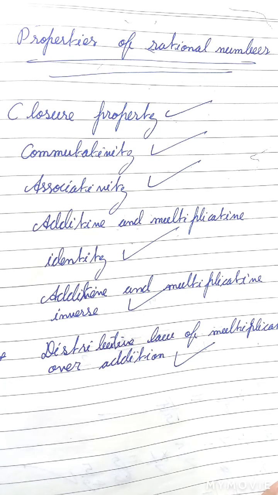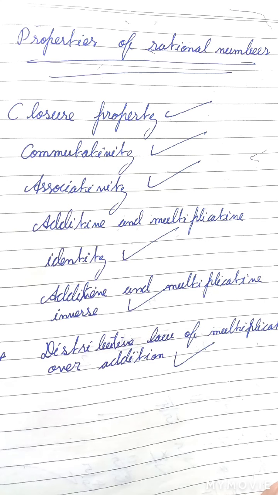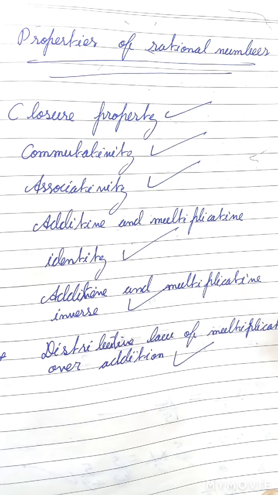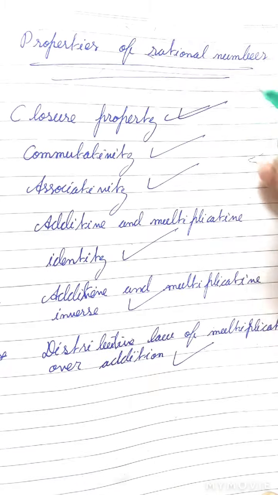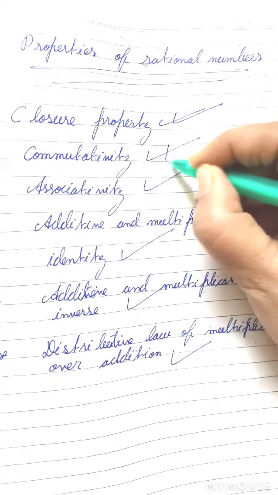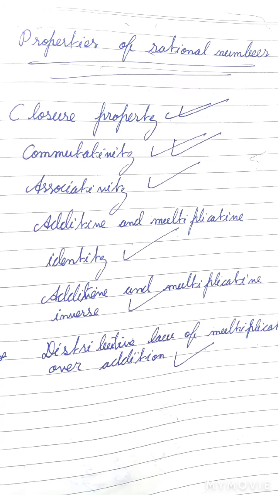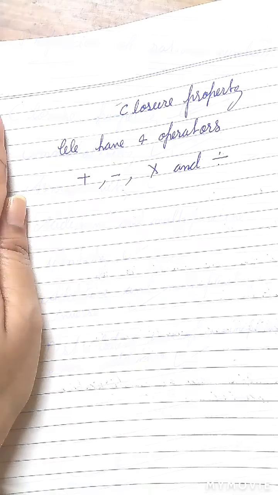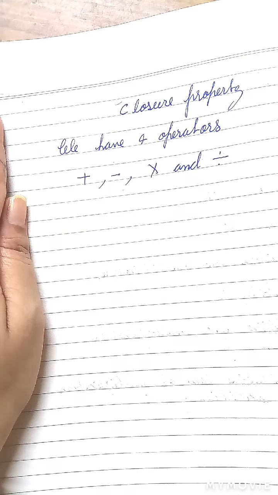These are the basic properties of rational numbers, but in today's session, we will discuss the closure property and the commutative property. So let's begin. Now let us understand closure property.